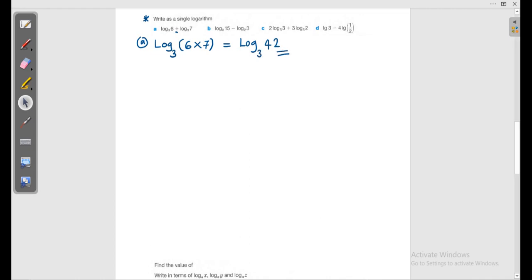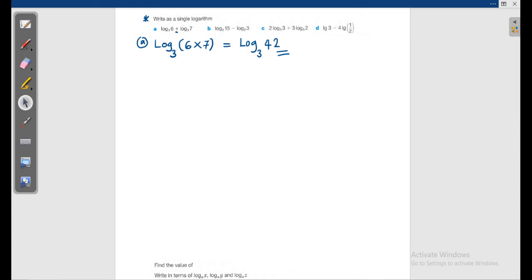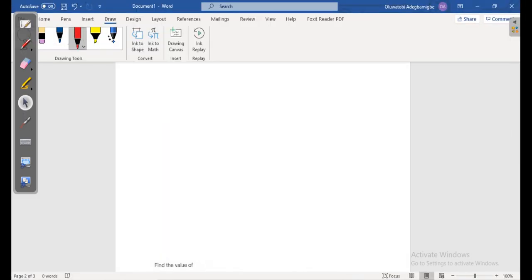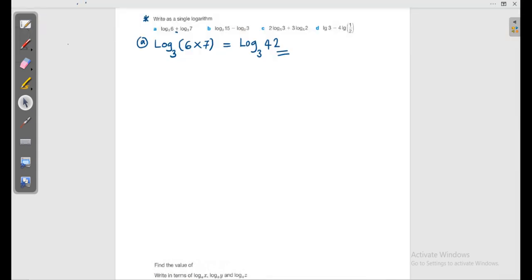You do not have to do any further thing, because all the question tells you to do is to write them as a single logarithm. So you need to always follow the rules appropriately. The rules help you write it as a single logarithm. So you have to follow that.